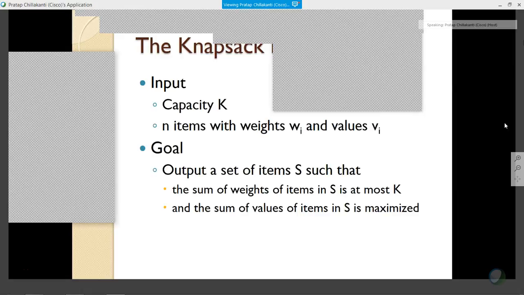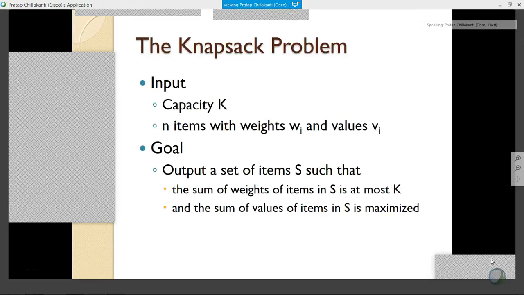Give me a second. I'm trying to adjust my window so that way you can view it.